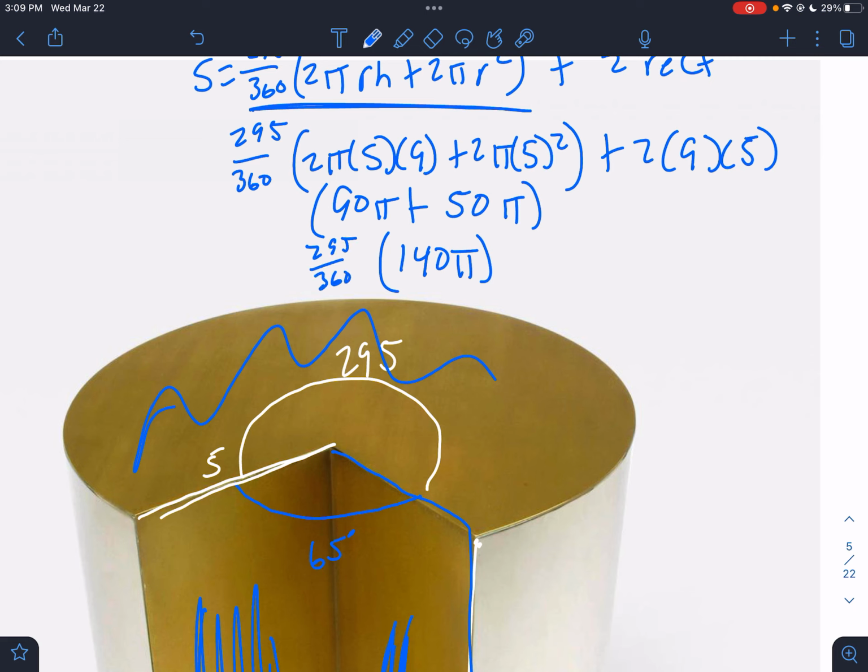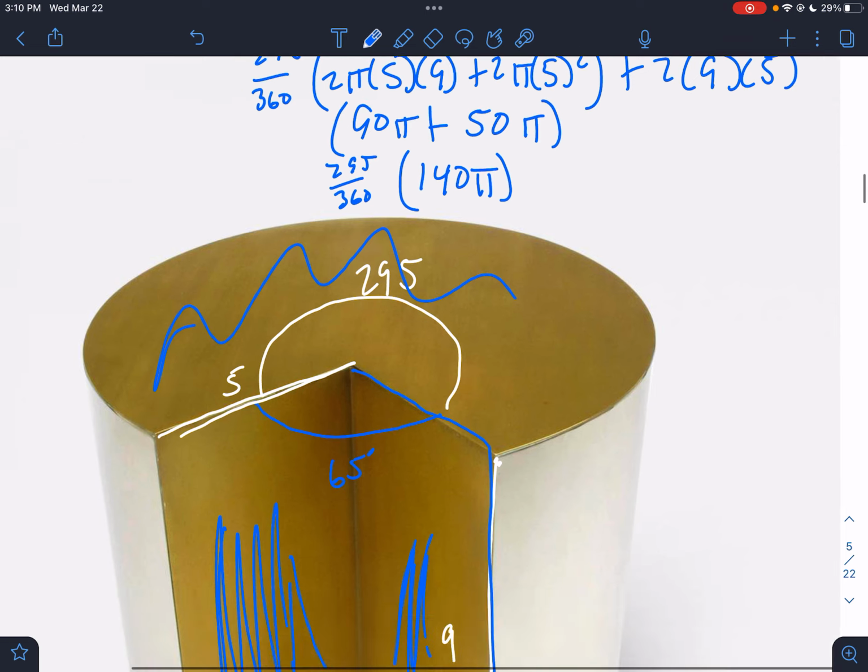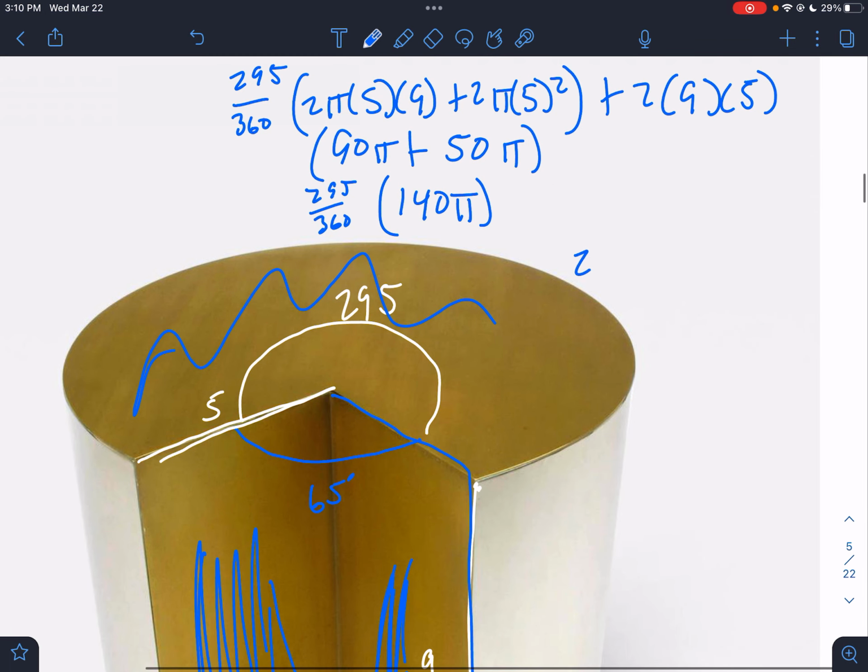So I'm going to type that in my calculator. And that would be, so this part would be 2065 over 18 pi. And then over here, this would be plus 90. So that's the exact answer.